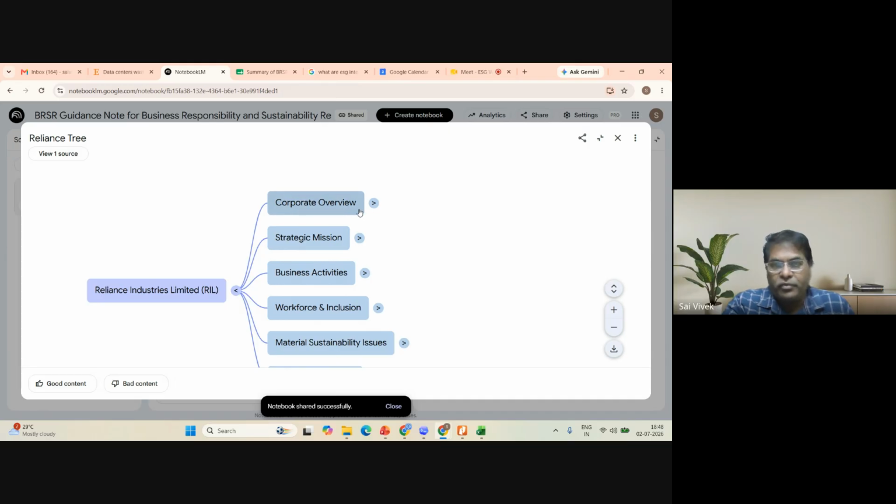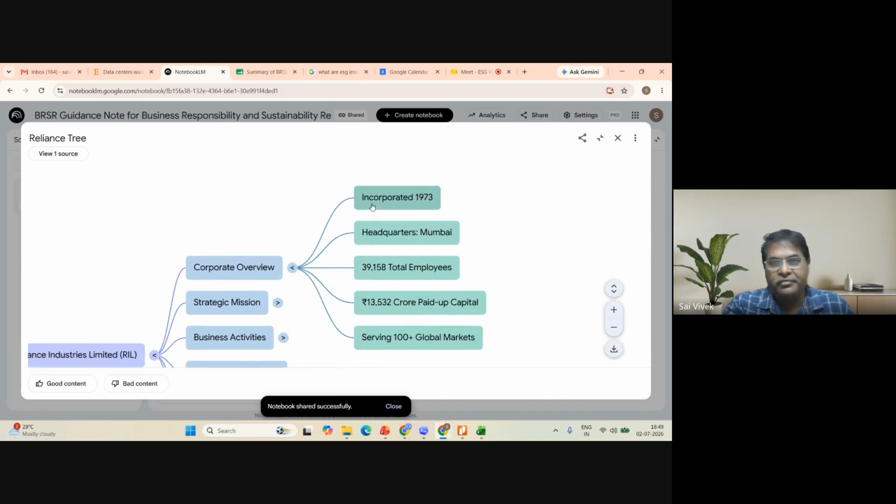Corporate overview, if you see, what does it consist of? This was incorporated in the year 1973. We saw this. Headquarters is in Mumbai. Nariman Point we have seen. 39,000 employees, 13,000 paid up capital, 100 plus global markets are being served by this. This is the corporate overview.